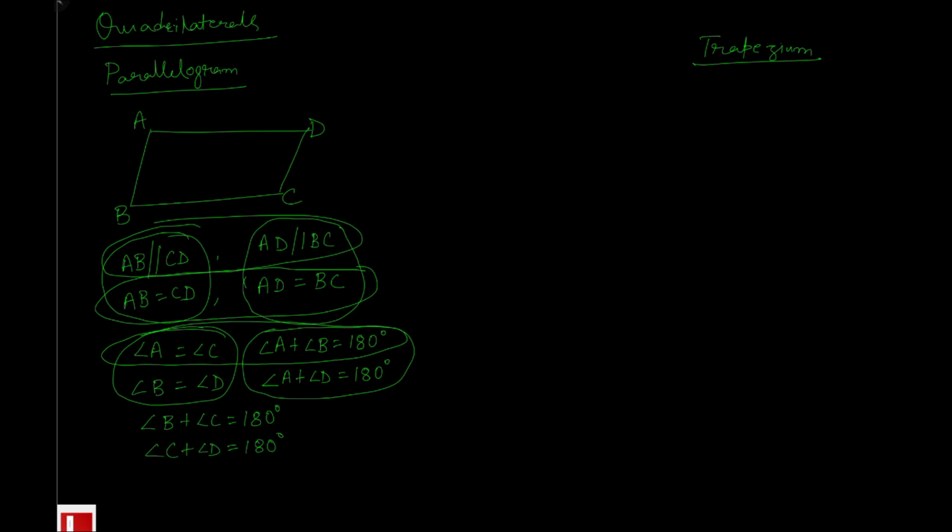Now we come to the most important part, which is the diagonal property. In fact, for all quadrilaterals, you need to understand that the diagonal property will be the more important one, right? So for example, in case of a parallelogram, if you draw the diagonals, in this case AC and BD are the diagonals, they meet at a point M. One by one, I'll write the diagonal properties.